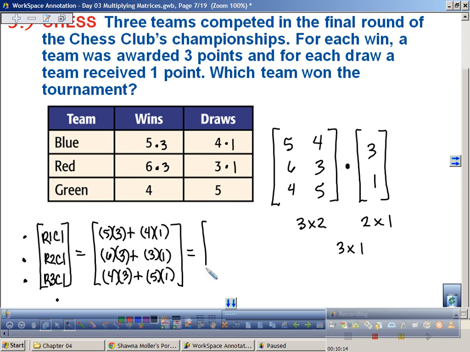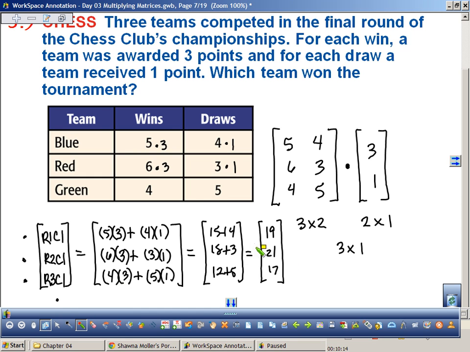Equals 15 plus 4, 18 plus 3, 12 plus 5, am I correct? Which equals 19, 21, 17. Who won? Red. Let's highlight it in red. Red's your winner. Questions?